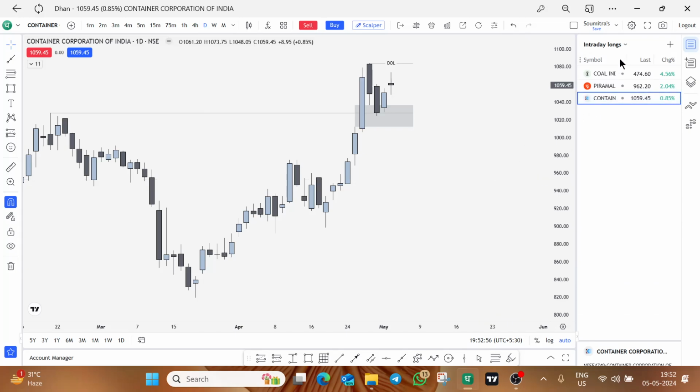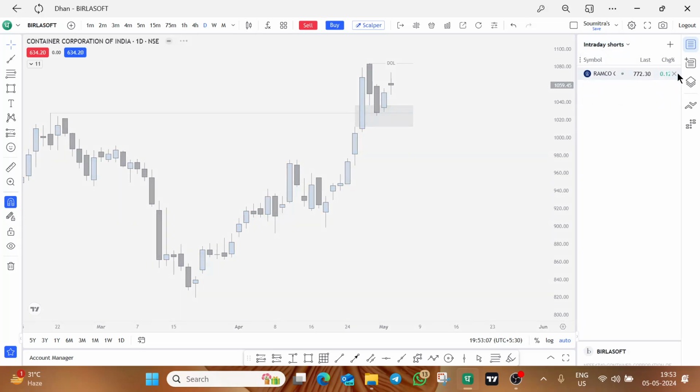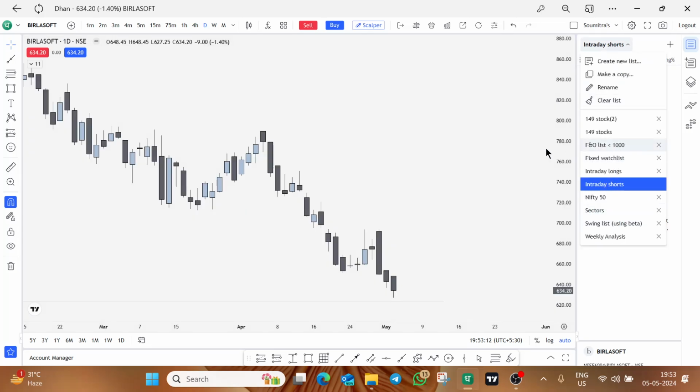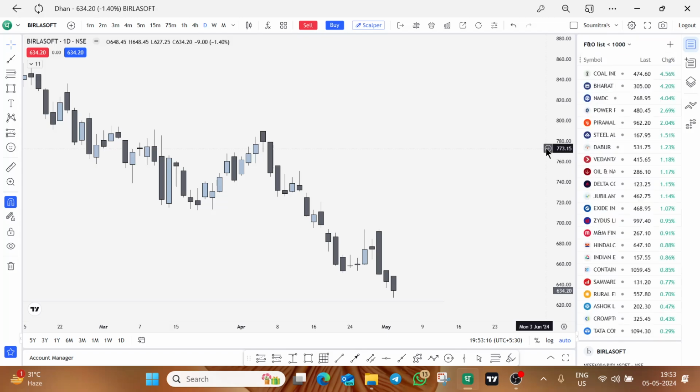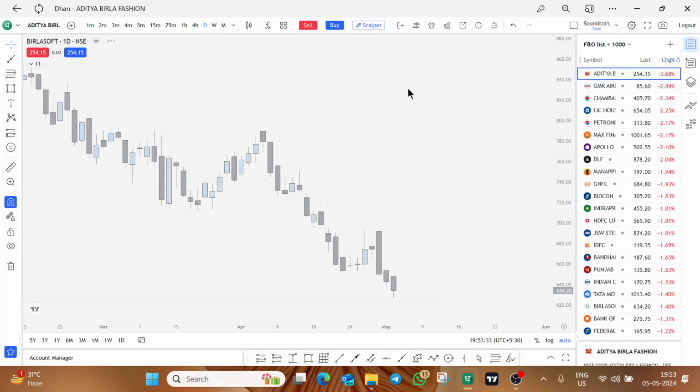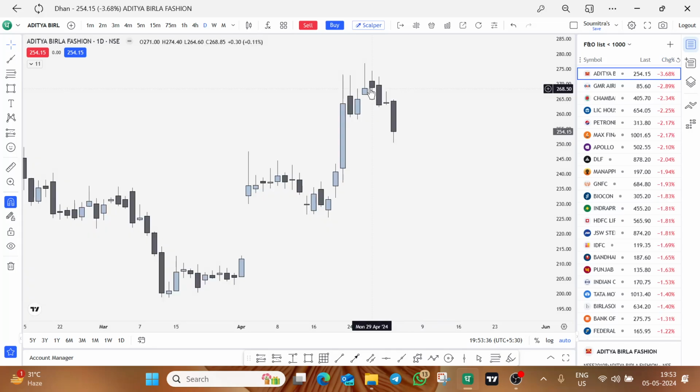In this way, I will select these stocks. I will select like 5 to 6 in intraday longs and then in intraday shorts. So let us see what are the entries that can be made in intraday shorts. So I will sort this list based on ascending order right now and then start my analysis from the top again. Aditya Birla Fashion.